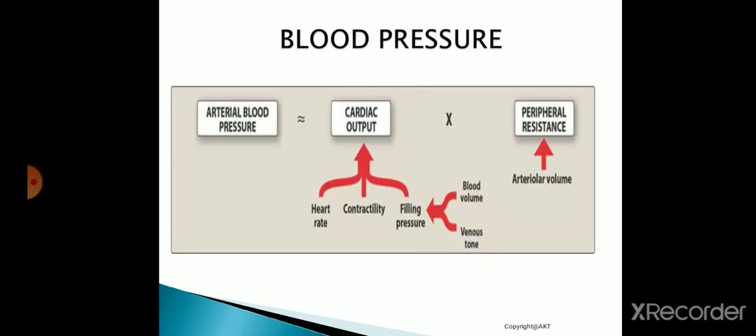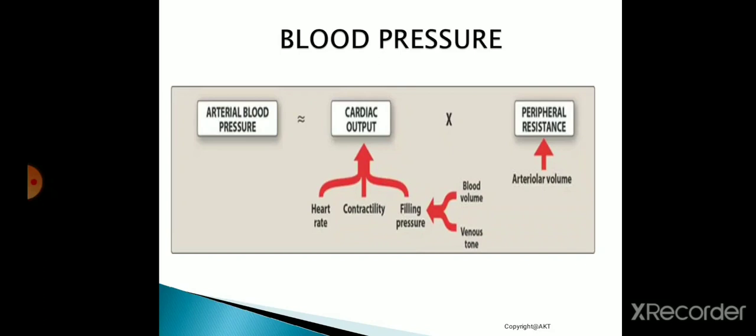Blood pressure, as you know, what we calculate is arterial blood pressure. It is calculated as the cardiac output into total peripheral resistance. So the cardiac output depends upon the heart rate, the force of contraction of the heart, and the filling pressure, that is how much blood is being filled into the heart. That depends upon the blood volume.